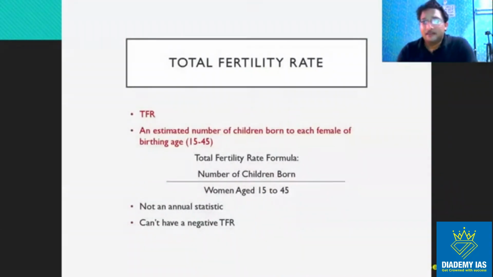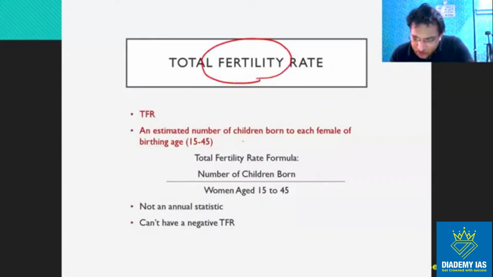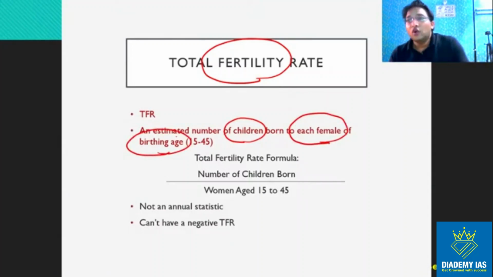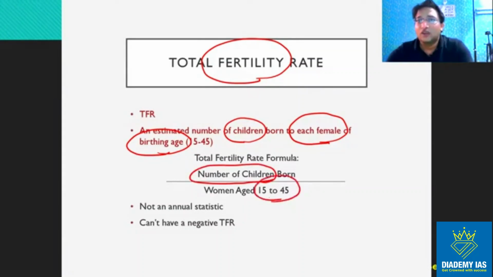Then we have total fertility rate. This total fertility rate means the estimated number of children born to each female during the birthing age of 15 to 45 years, right? So how many children a female gives birth to during her child bearing age. This child bearing age is considered to be between 15 to 45 years, right? So during this time, how many children are born? Number of children born divided by the number of women in the childbearing age, right? So this is the total fertility rate.